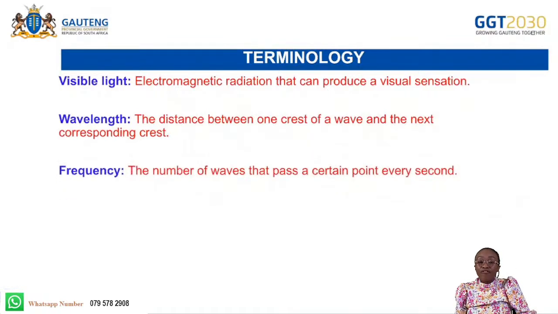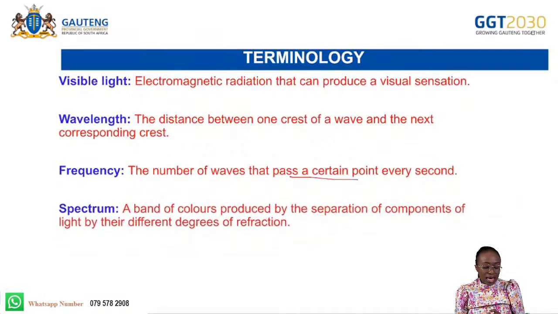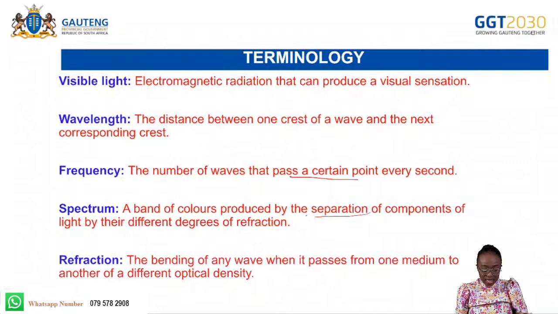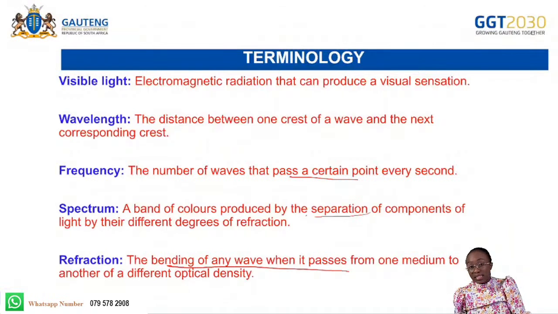The next term is frequency. This is the number of waves that pass a certain point every second. And then spectrum. This is a band of colors produced by the separation of components of light by their different degrees of refraction. And then refraction is the bending of any wave when it passes from one medium to another different medium that has a different optical density.